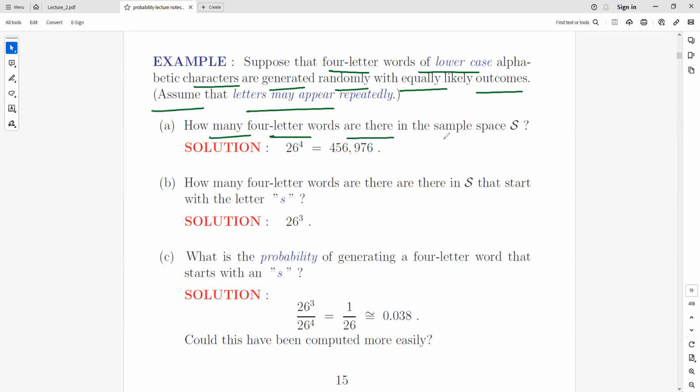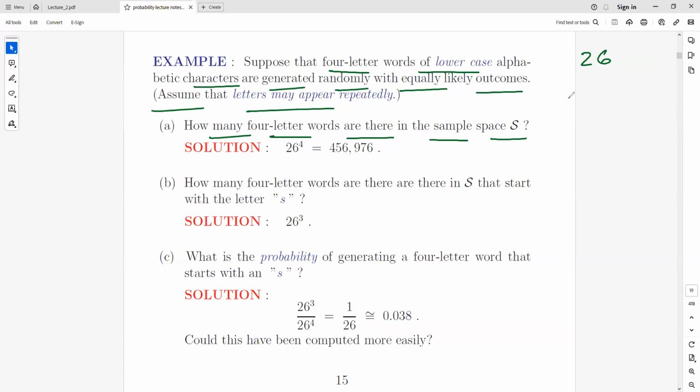Now, how many four-letter words are there in the sample space S? Since we have 26 alphabets, A, B, C, D, and so on to Z, and the question is asking that four-letter words of lowercase alphabetic characters are generated randomly with equally likely outcomes, assuming that letters may appear repeatedly. How many four-letter words are in the sample space?